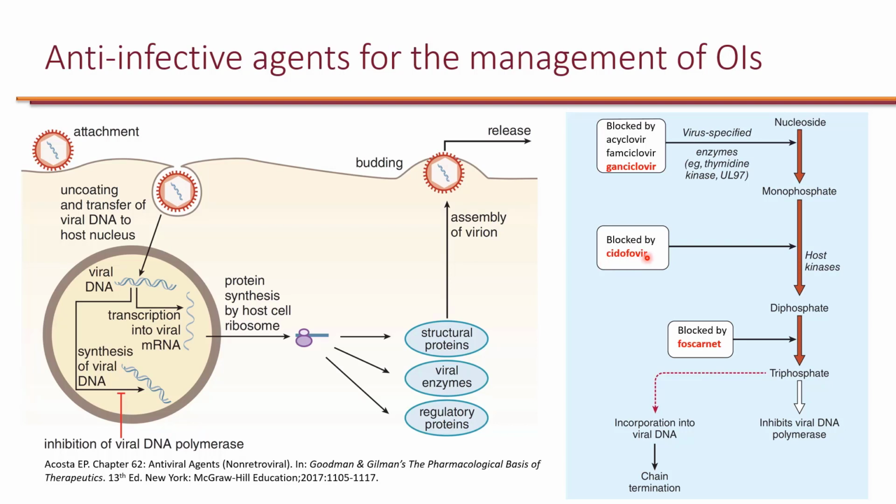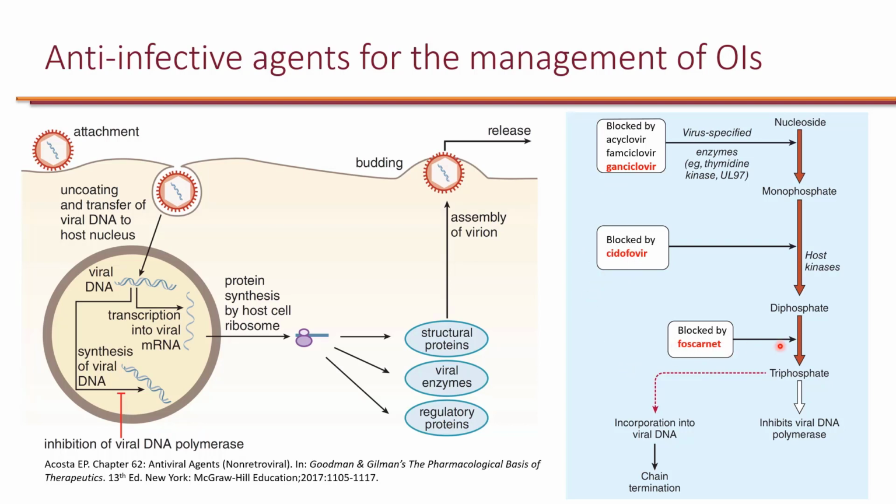by Cidofovir. So Cidofovir is different because it doesn't need UL97. So if there are mutations in UL97 leading to ganciclovir-resistant CMV, Cidofovir will continue to have activity against ganciclovir-resistant CMV if the mechanism is mutations in UL97. If the reason for resistance is mutation in the DNA polymerase used here, Cidofovir will also be resistant. So mutations in polymerase will cause resistance to ganciclovir and Cidofovir, and that's where foscarnet comes in.